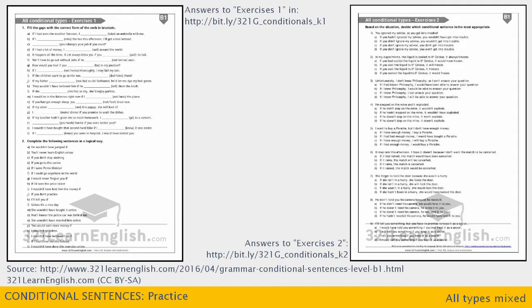So now, it's time to put all you have learned so far into practice, and we will mix all conditional types in the following worksheets. First, you will do the first. Check your answers and then do the same with the second worksheet.